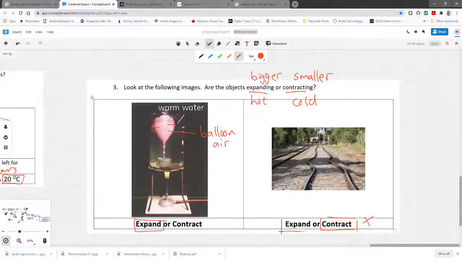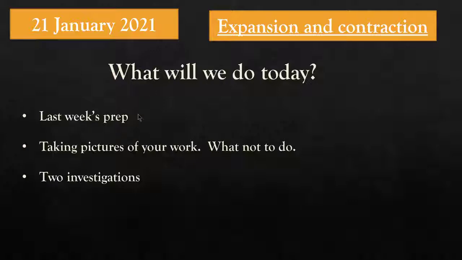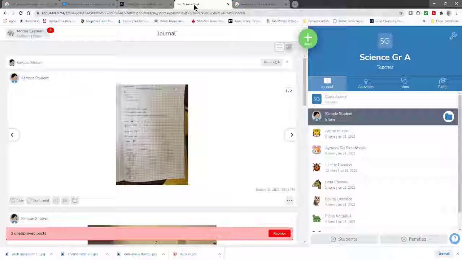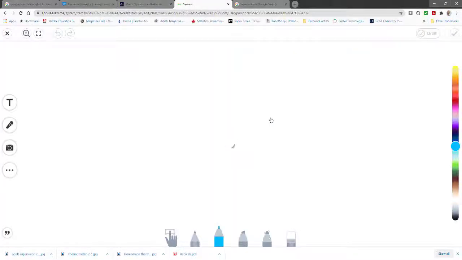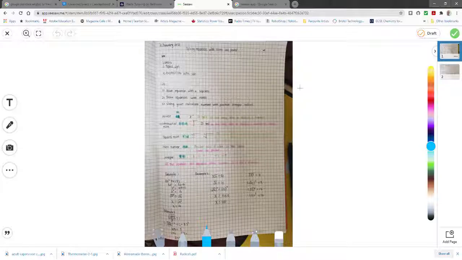It too is expand. Last week's prep, I would like us to have a quick look at how you need to submit your work. Okay, now, if you submit your work like this to me, what I do is I check your work. So I say edit post, okay. And now the problem is that it is quite small. Now I can go closer, but the problem is then you will struggle to read it. It is hard for me to read this.